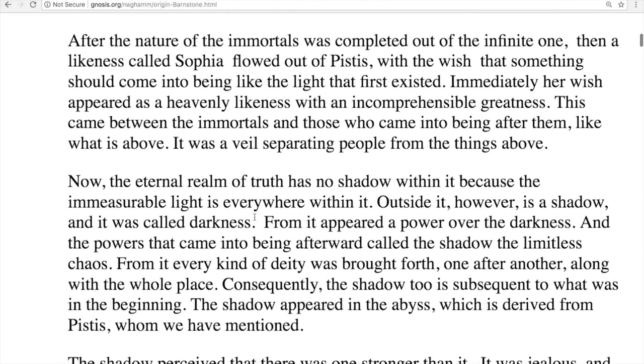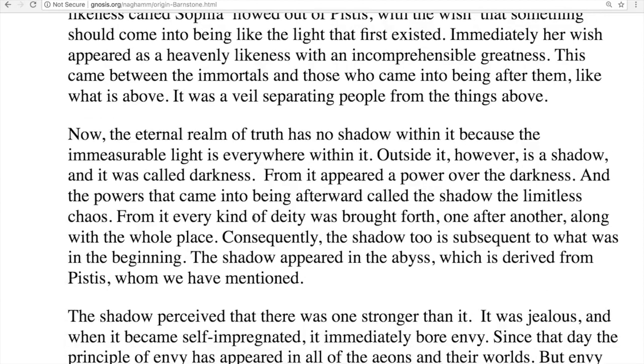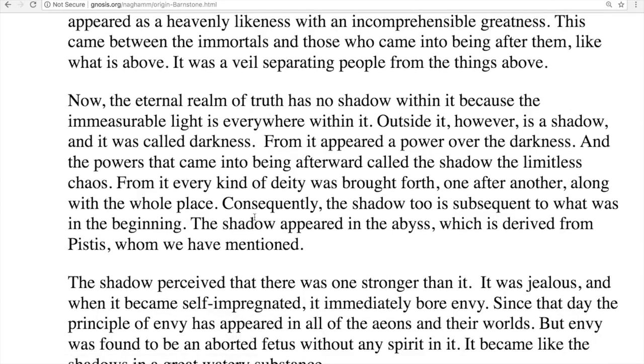From it every kind of deity was brought forth, one after another, along with the whole place. So everything was brought about in this realm, below the pleroma, from that action of the emanation through Sophia into this thing called chaos. Consequently, the shadow too is subsequent to what was in the beginning. And so the shadow is also something that follows progressively after the light or the emanation.